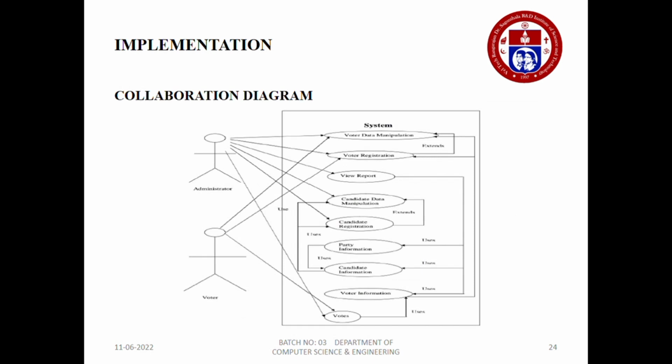Collaboration diagram. The administrator checks the candidate registration, candidate data manipulation, voter registration, voter data manipulation, votes, and views the report. And the voter checks the voter registration, voter data manipulation, and votes of the voter.